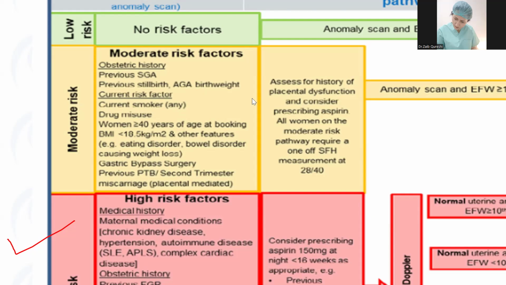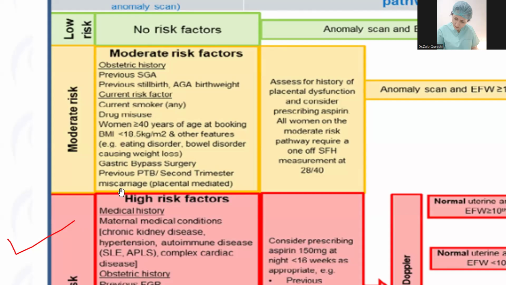BMI less than 18.5 and other features like eating disorders, if she has any bulimia nervosa, anorexia nervosa, that will also be included in this. Bowel disorder causing weight loss, or if she has had any gastric bypass surgery, previous history of preterm birth, second trimester miscarriage.